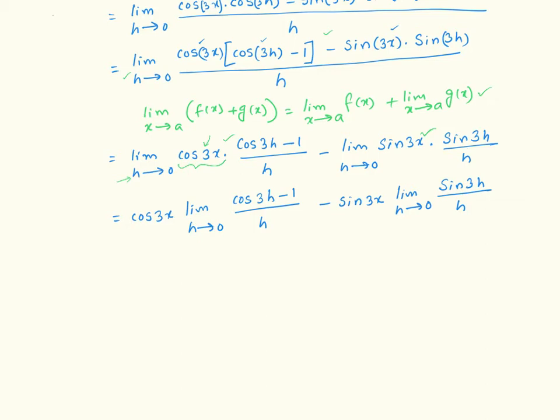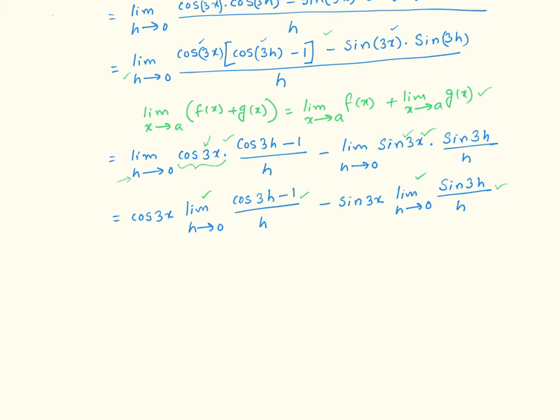In exactly the same way, sine of 3x doesn't change as the h changes. So I'm going to bring that one out. If I bring that one out, I get this one and this one. Now we are going to manipulate this limit and this limit slightly so that we can come up with something that conforms with what we are familiar with.